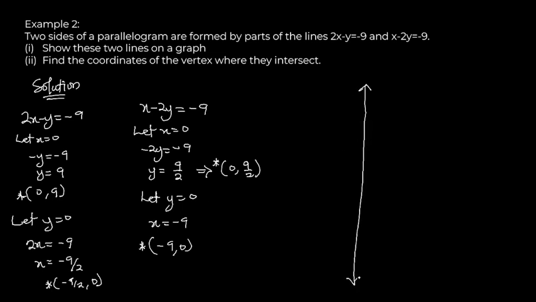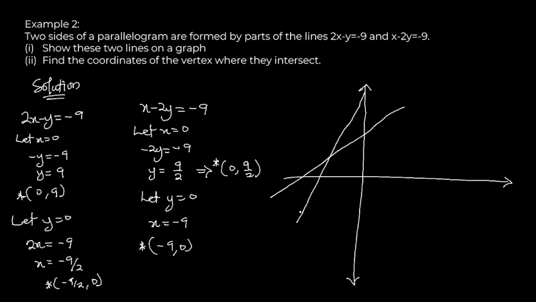Alright, so using these points here, this point, and this point, we can now draw this on the graph. So if we draw this, we are going to have a graph looking like this. Where this will be 2x minus y is equal to -9, and then here will be x minus 2y equals -9. Okay, so this is for this line, and then this is for this line over here.